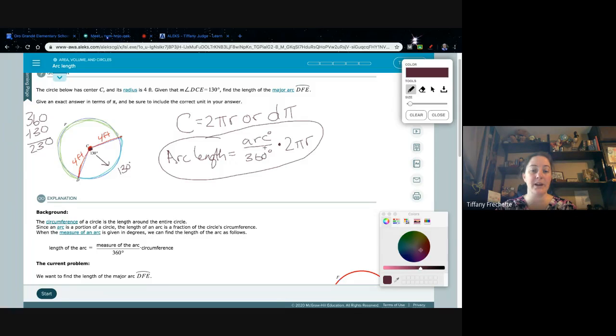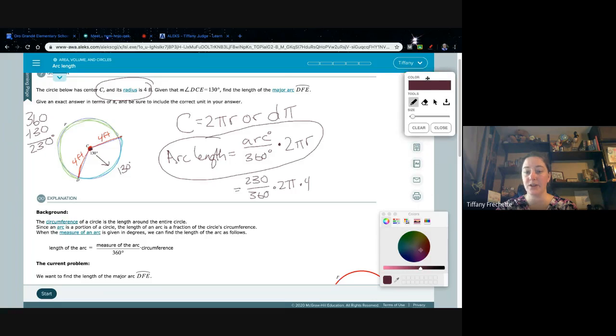So now I know what my arc degree is. It's 230 degrees. So I can go 230 divided by 360 times 2 pi times r. And remember, they told us up here, and I marked it on the diagram for us, r is 4. They told us the radius is 4 feet. So, and they don't give us a calculator on this one. Let's see.